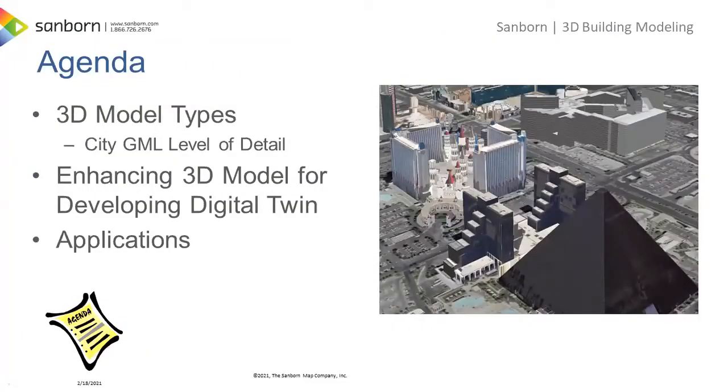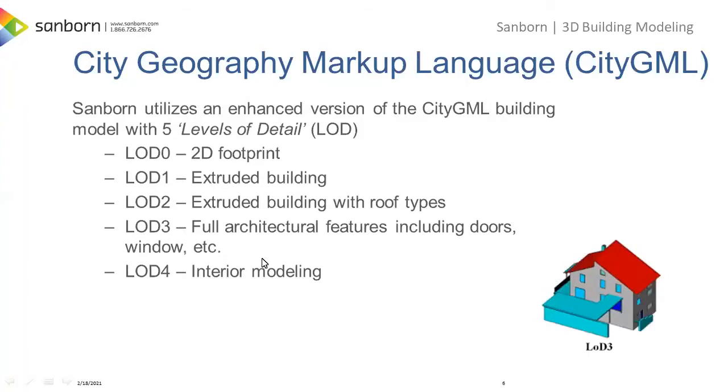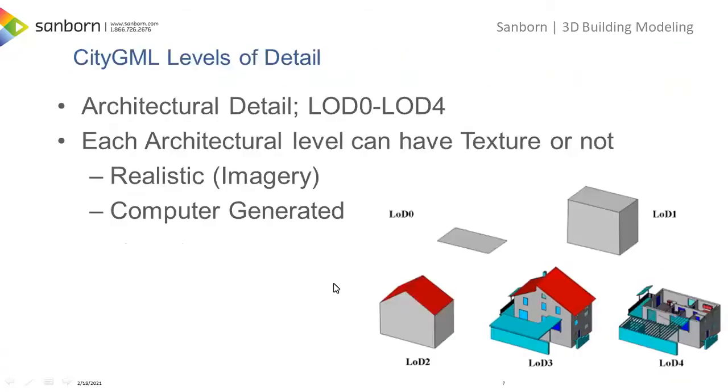So today I'm going to talk about creating a digital 3D model, different levels of detail of the modeling, then taking that 3D model and enhancing it to develop a digital twin and end up with a couple of applications. We base our modeling on what they call CityGML. It's actually an enhanced version of levels of detail. There are levels of detail 0 through 4. They start out with the simple footprint, and then get more detailed as you move into number 4. Here you have a screenshot of the different levels.